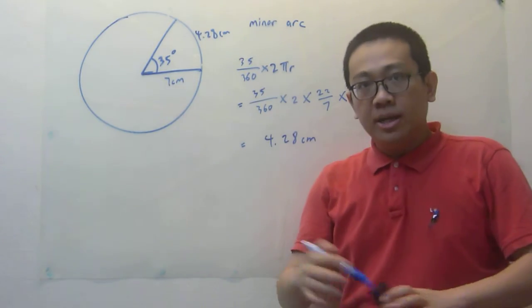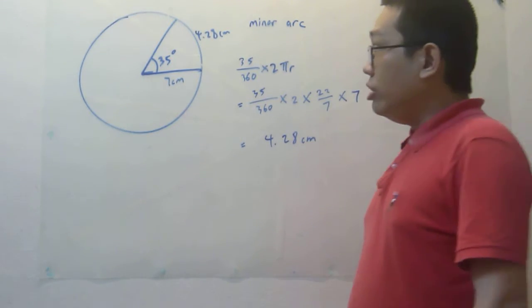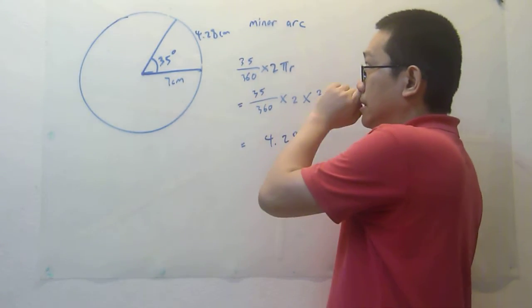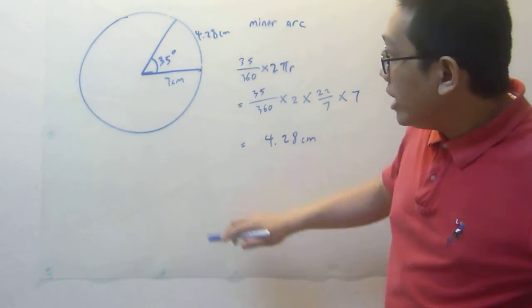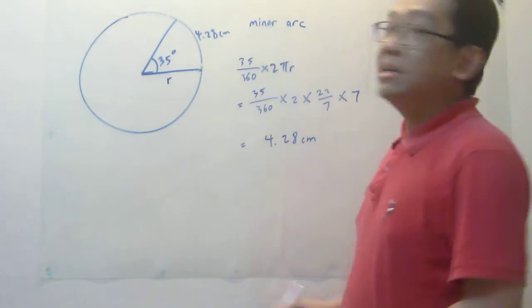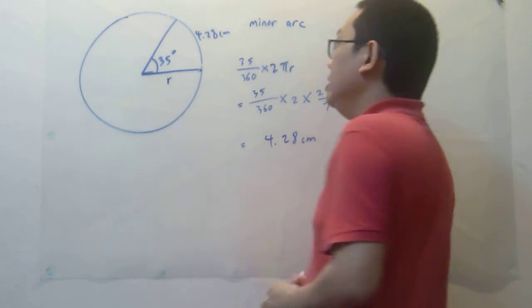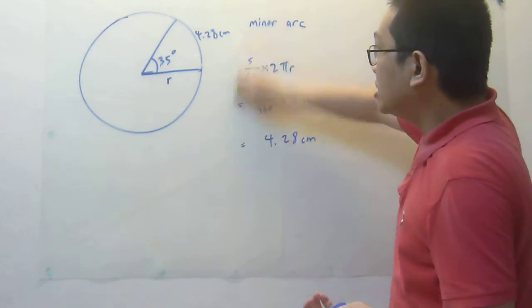Okay, now let's try to reverse the question. If the question says that the minor arc is 4.28, and the radius is the one that we need to find, and this one remains 35 degrees. So how are we going to do this?